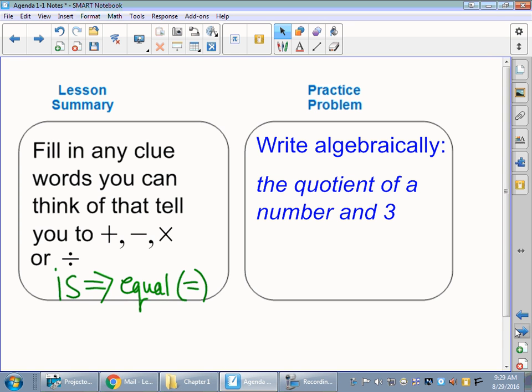Your practice problem, please write out algebraically, as a mathematical statement, the quotient of a number and 3.